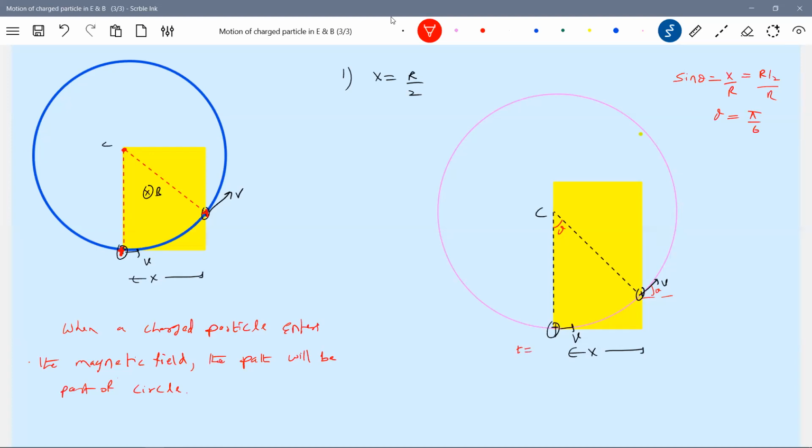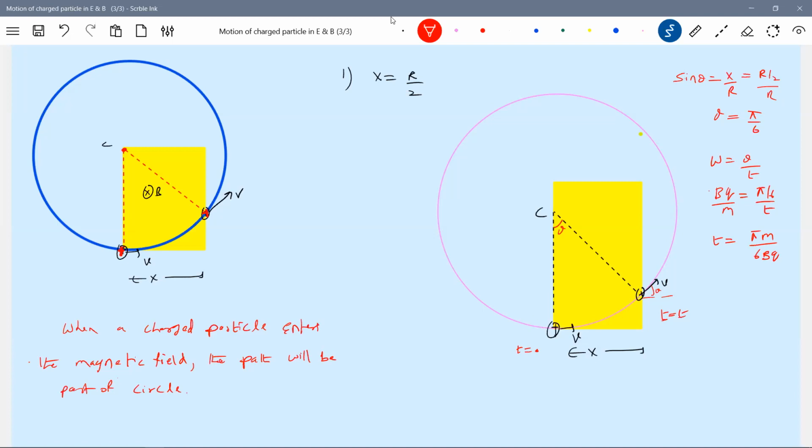Then what is the time it will spend? We know omega equal to theta by t. Omega is constant, which is equal to Bq by m. Theta is how much? Pi by 6. So time spent is equal to pi m by 6Bq. The charged particle will take this much time. It will spend this much time only.